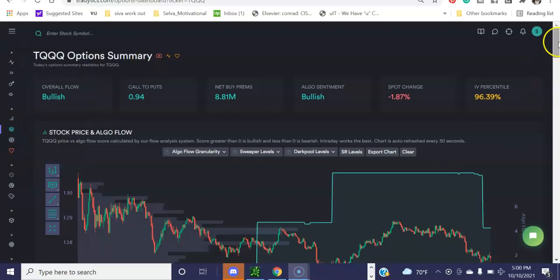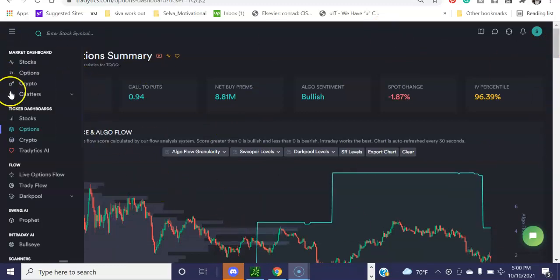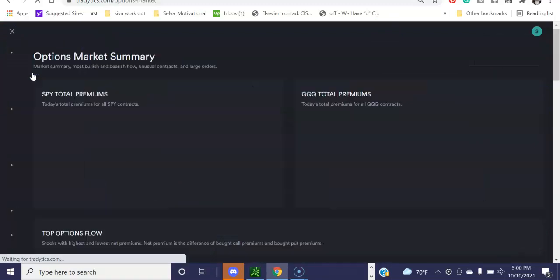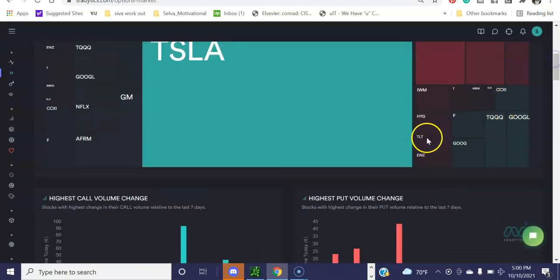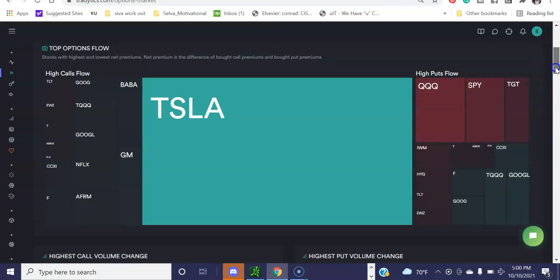For trading tomorrow based on option flow, we are going to pick 3 stocks. Let's go to options flow. We are going to pick TLT for the bearish flow, TQQ for bullish, and EWZ for a bullish flow also.